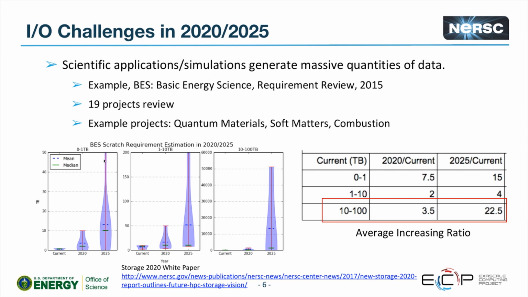So for example, 3 years ago, if you had 100 terabytes of data on your Scratch, in 5 years they expected to have 350 terabytes. And then in 2025, it will be 2.2 petabytes. So the data volume is just huge, and it keeps increasing, keeps stressing our storage file system.